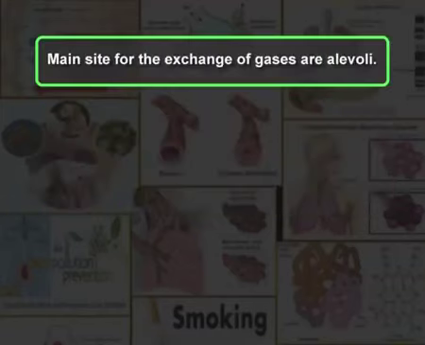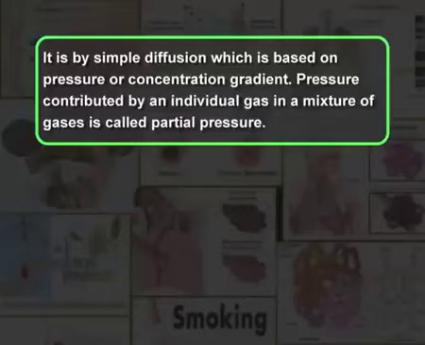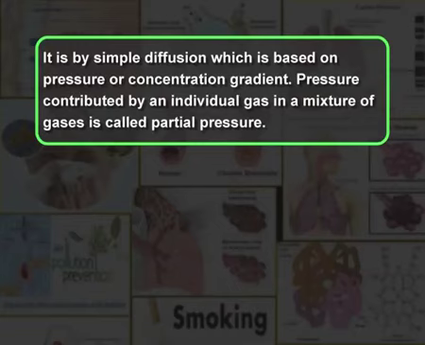Now, the main site for exchange of gases is the alveoli. Can you think which process is involved in exchange of gases between blood and tissues? It is by simple diffusion, which is based on pressure or concentration gradient.